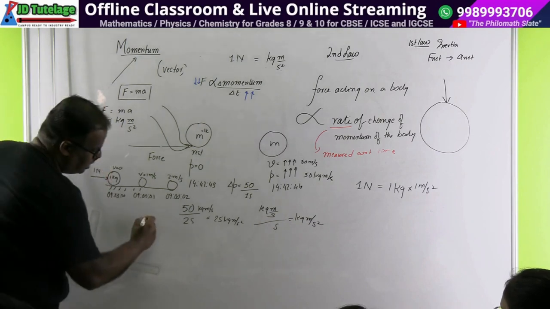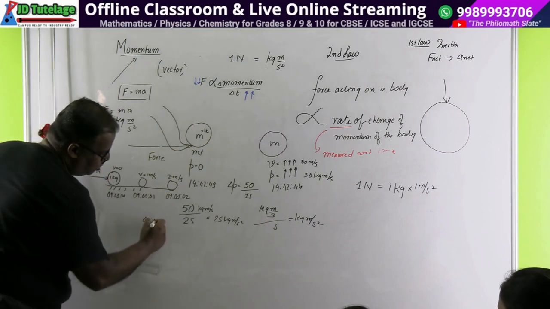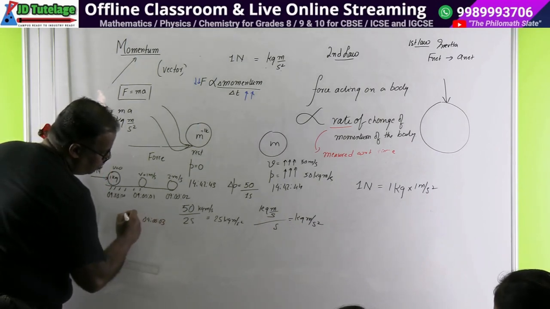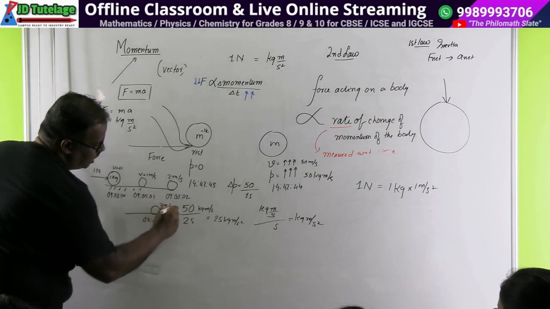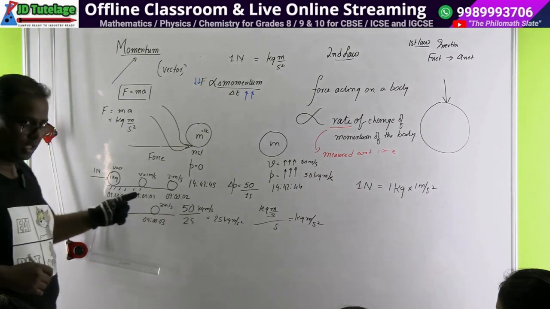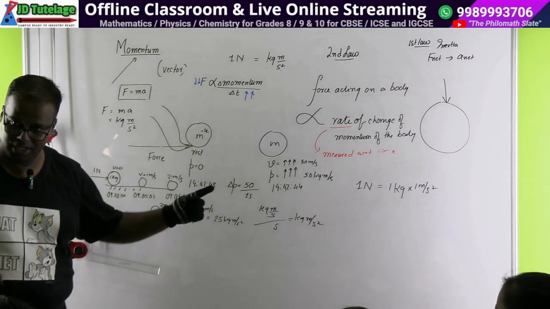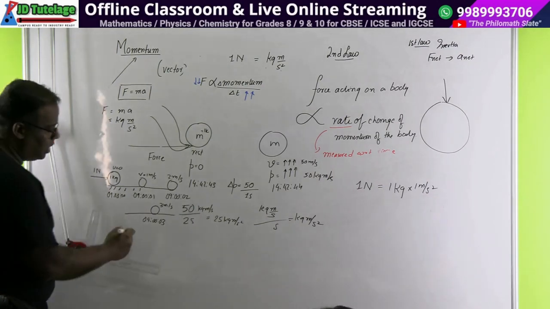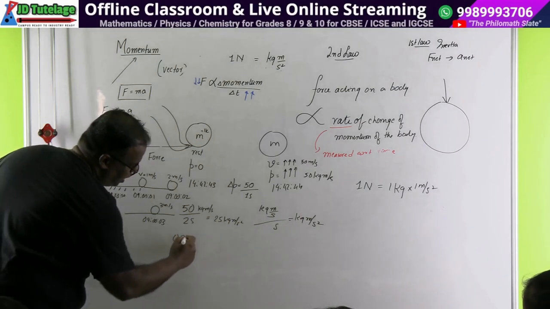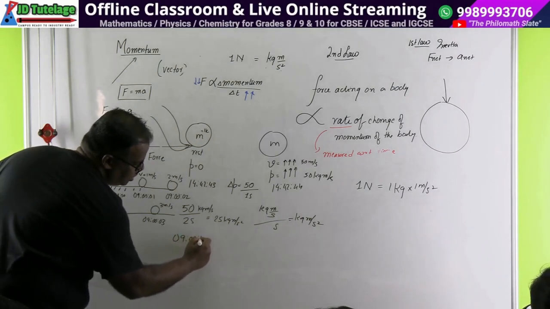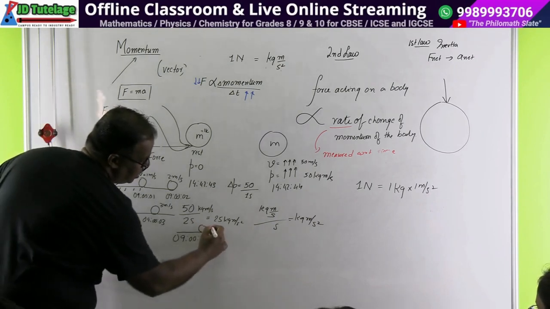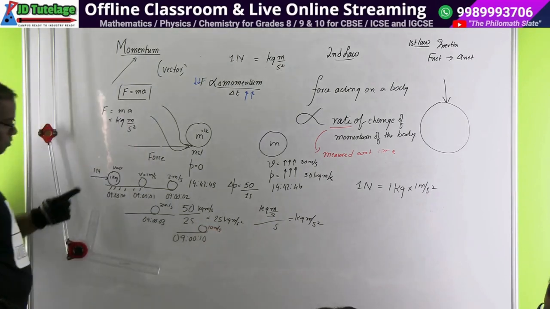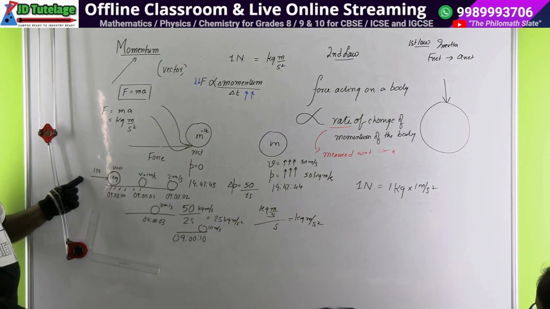At 3 seconds, what is the velocity of the body? 3 meters per second. आपको नहीं लग रहा है body की velocity बढ़ती जा रही है? By the time we come to 10 seconds, what is the velocity we are expecting? 10 meters per second. Force वही है अभी भी.